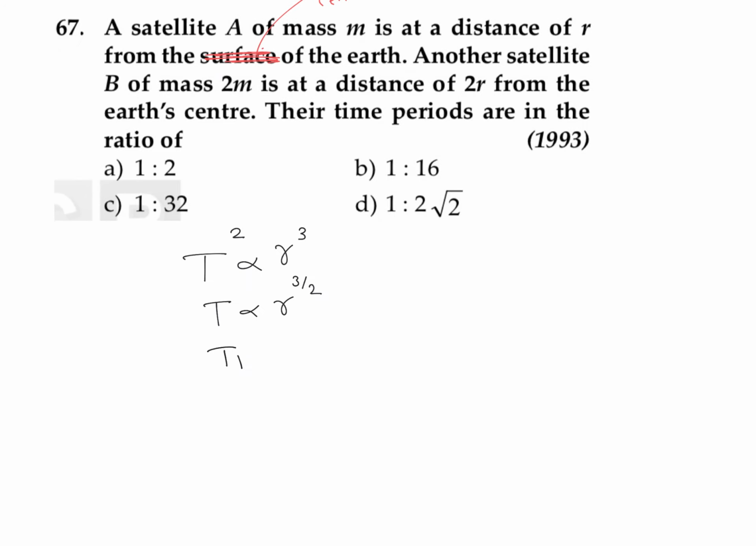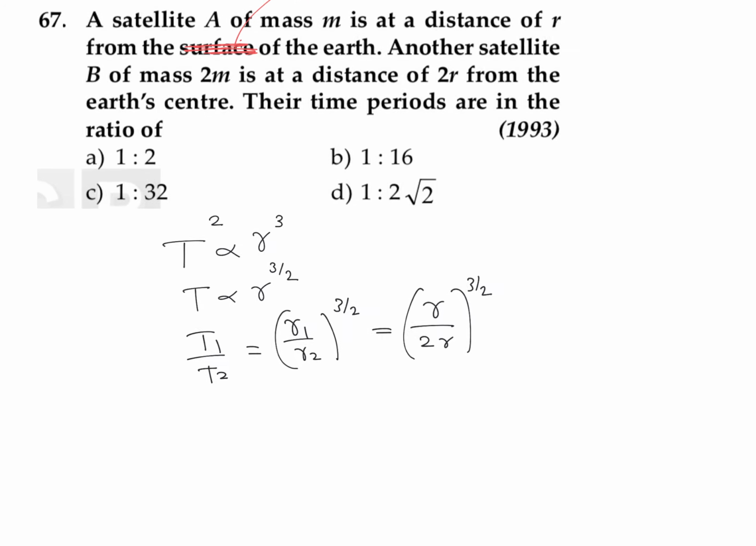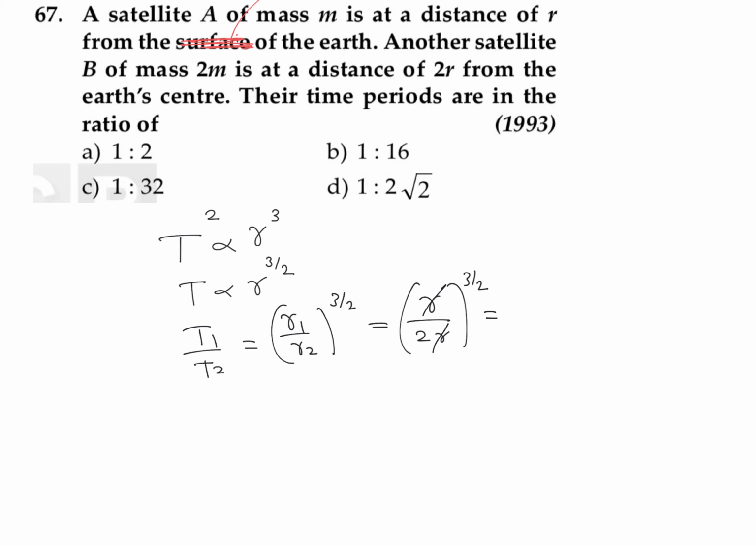So we can write the value of T1 divided by T2 is equal to nothing but r1 divided by r2 raised to 3 divided by 2. So the value of r1, which we can take as nothing but r, and r2 we can take as nothing but 2r, raised to 3 divided by 2. So this r and this r get cancelled. So we can write this as 1 by root 2 raised to 3, because 1 by 2 raised to 1 by 2 is nothing but 1 by root 2 raised to 3.